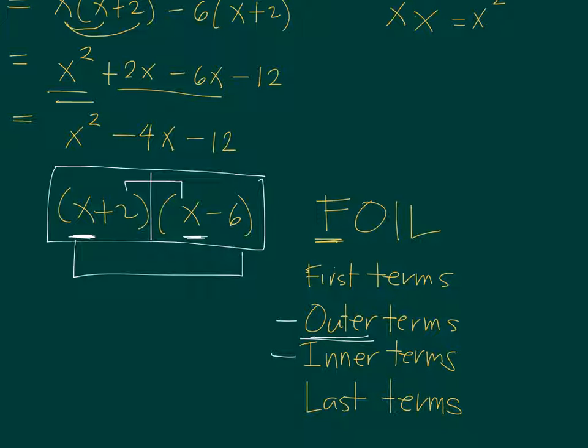Those are the pairs of terms that you multiply. Then the last terms: if the first terms are x and x, the last term in the first group is 2, and in the second group the last term is negative 6. So performing the FOIL, we multiply the first terms, x and x. So x times x is x squared.